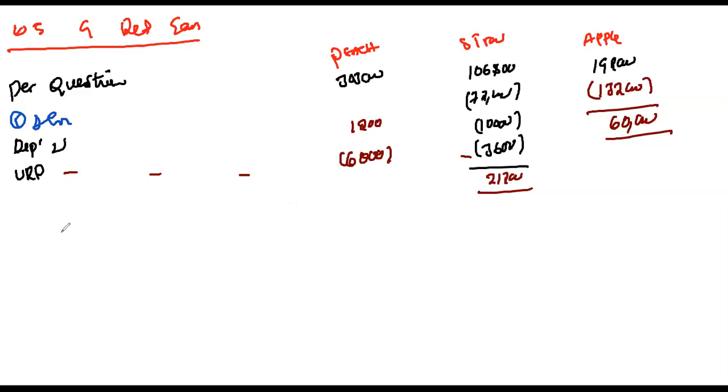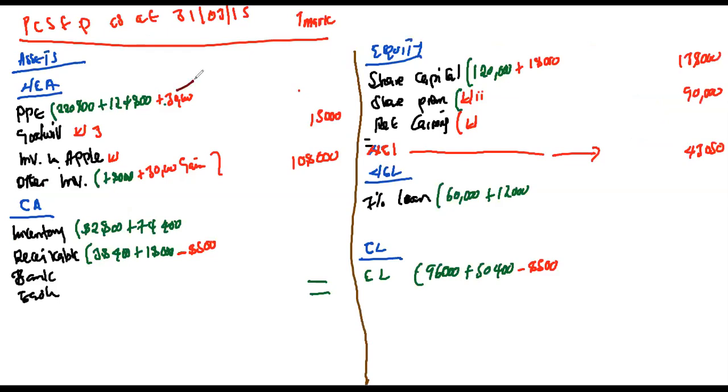What else do we have for the parent? Yes, we have something else for the parent. We had that gain. Remember the gain on other investments. That gain was 30,000. We posted that on the SFP. So we are going to post that one here.